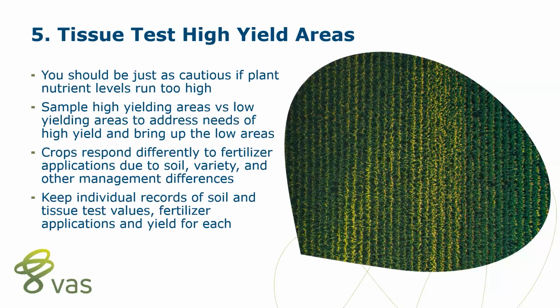Number 5 program is tissue testing your high yielding areas. So we have people that they will pick out, using some of their aerial imagery, the top areas of their field, because you should be just as cautious if plant nutrient levels are too high than if they are too low. The highest yielding areas of the fields often uptake the most nutrients, so it really helps you dial in your fertility needs. Your scouts, your agronomist, and your harvesting crew can be really helpful in determining where to sample. GPS marking the location can help you with sampling ease year after year.